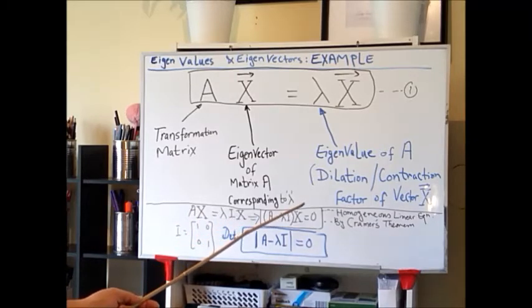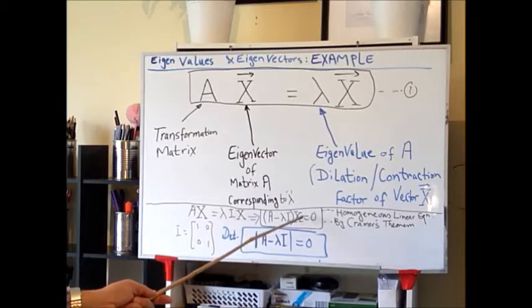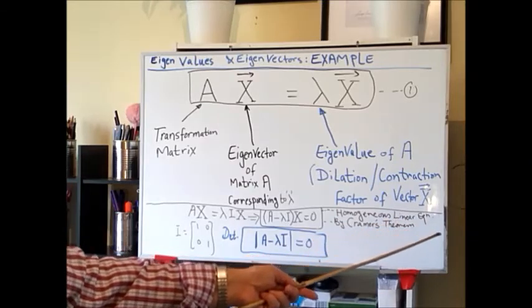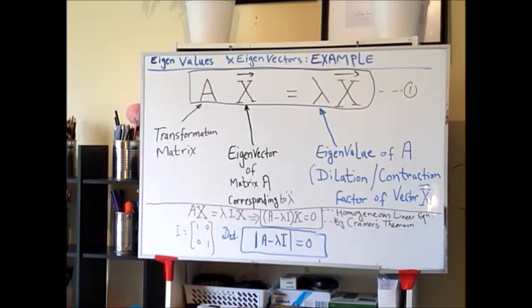Now a simple rearrangement: the lambda Ix comes to this side, and x goes outside as a common factor, so we get A minus lambda I, multiplied by x, equals 0. This is a linear equation from previous lessons. This is called a homogeneous linear equation, and testing for a homogeneous equation has been done in previous lessons. And also by Cramer's theorem, for this to have a non-zero solution, we are interested, after solving this, in finding x. This is our point.